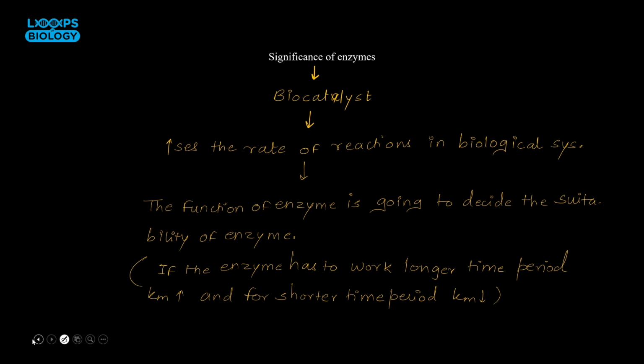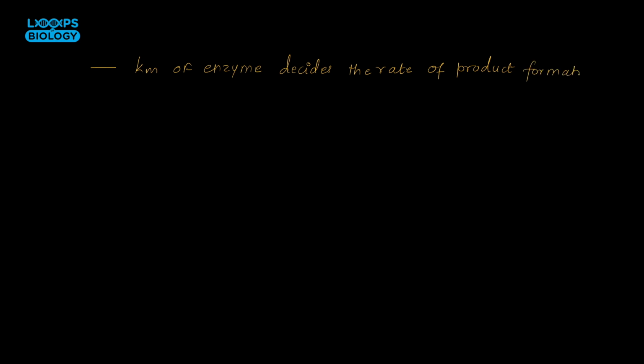Now, as we are talking about enzyme, the type of enzyme and its affinity is going to decide the product formation rate. So, significance of enzyme means the Km of enzyme decides the rate of product formation. So how much product is going to form in how much time? That is completely dependent on the Km of that particular enzyme.